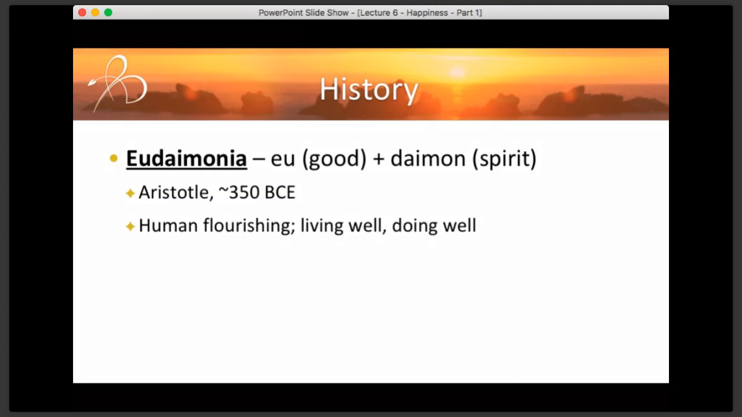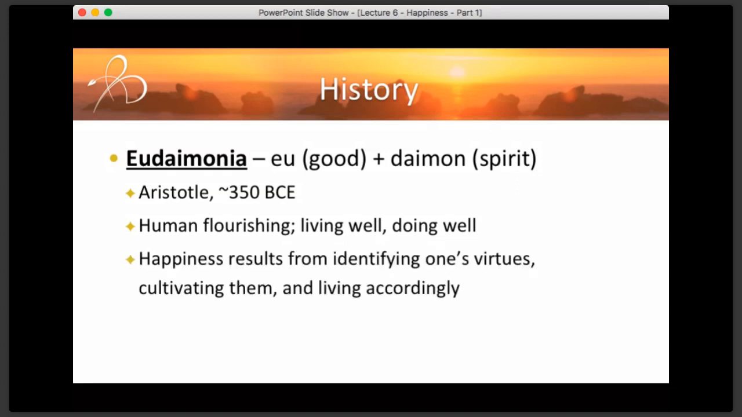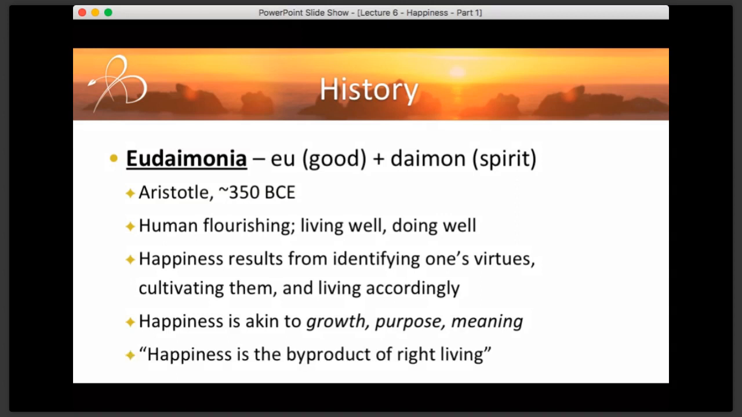Definitions of eudaimonia include notions of human flourishing, living well by doing well. The idea is basically that happiness results from identifying one's virtues or values or strengths, cultivating them, and then living accordingly, and feeling an upwelling of flourishing or well-being by having a life of purpose and meaning. So happiness in the eudaimonic viewpoint is akin to growth or purpose or meaning or virtue fulfilled or something like that.